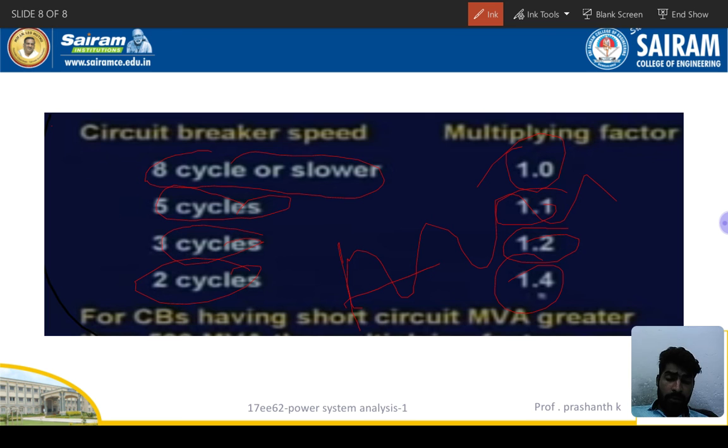The fault must be cleared as soon as possible. If a fault takes 1 minute, the whole system will be damaged and the person will definitely die. So that's why it must be 0 to 3 cycles. We should have basic common sense and basic knowledge. It will eliminate the fault based on the cycles: 3 cycle, 2 cycle, 5 cycle, 8 cycle, whatever it may be. So the CB, circuit breaker, is selected based on the fault cycles: 8 cycle, 5 cycle, 3 cycle. We use multiplication factors, just keep it in mind.